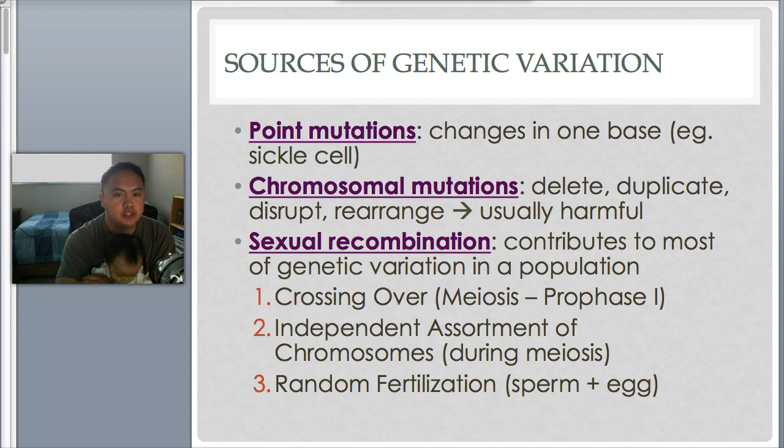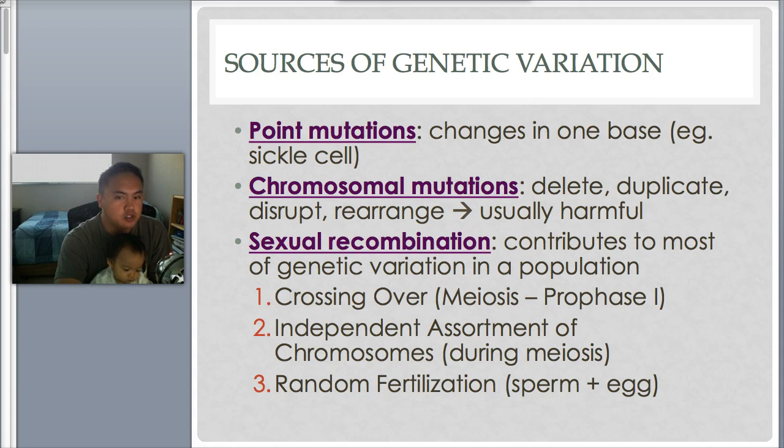One is called point mutations. So we're going to get into this later, but DNA is made up of 6 billion sequence of letters or bases, and if you just change one, a point mutation, meaning a freak occurrence where one base changes or one gene changes, that's called a point mutation. That is a source of genetic variation.